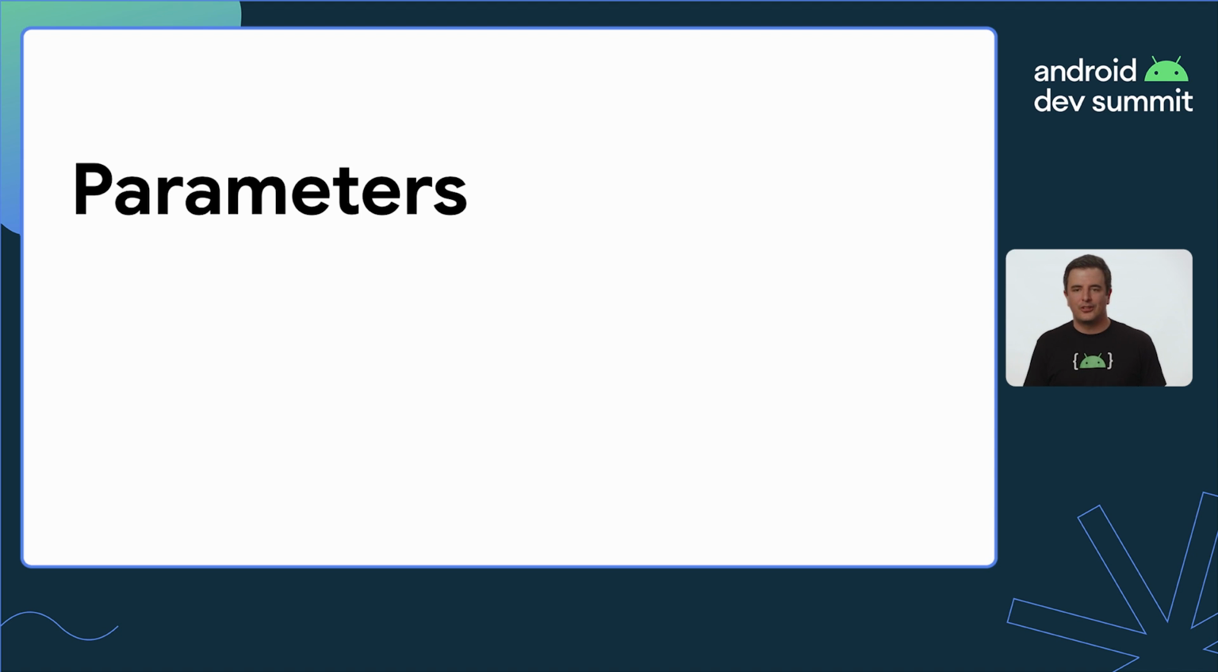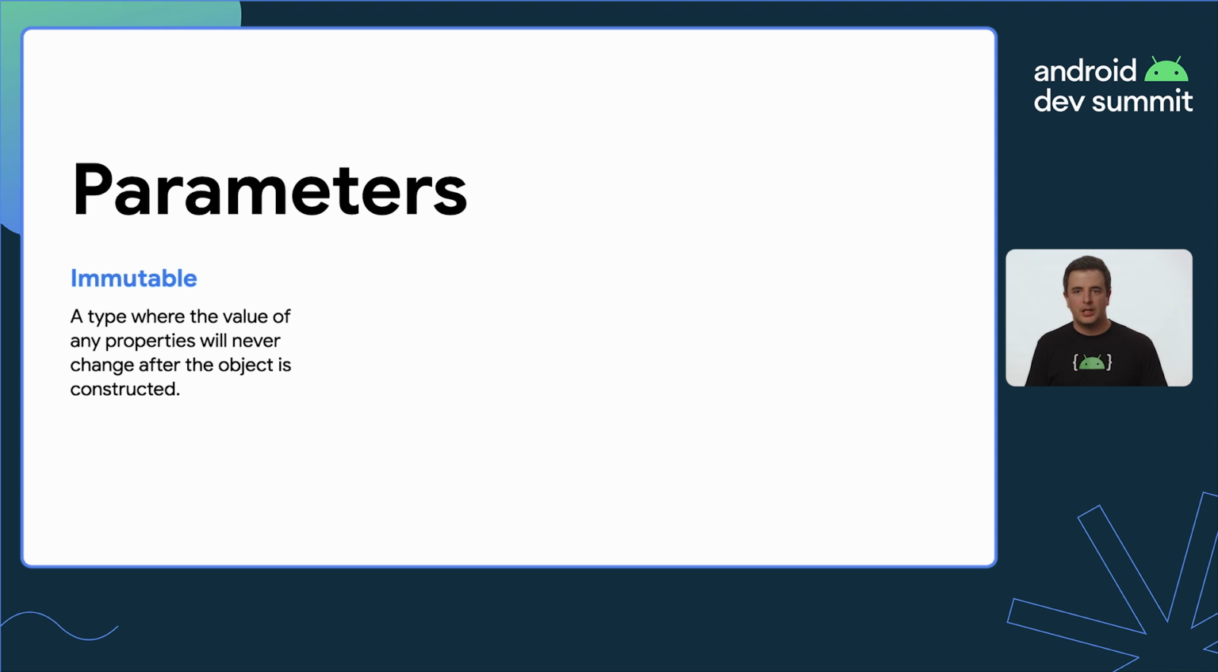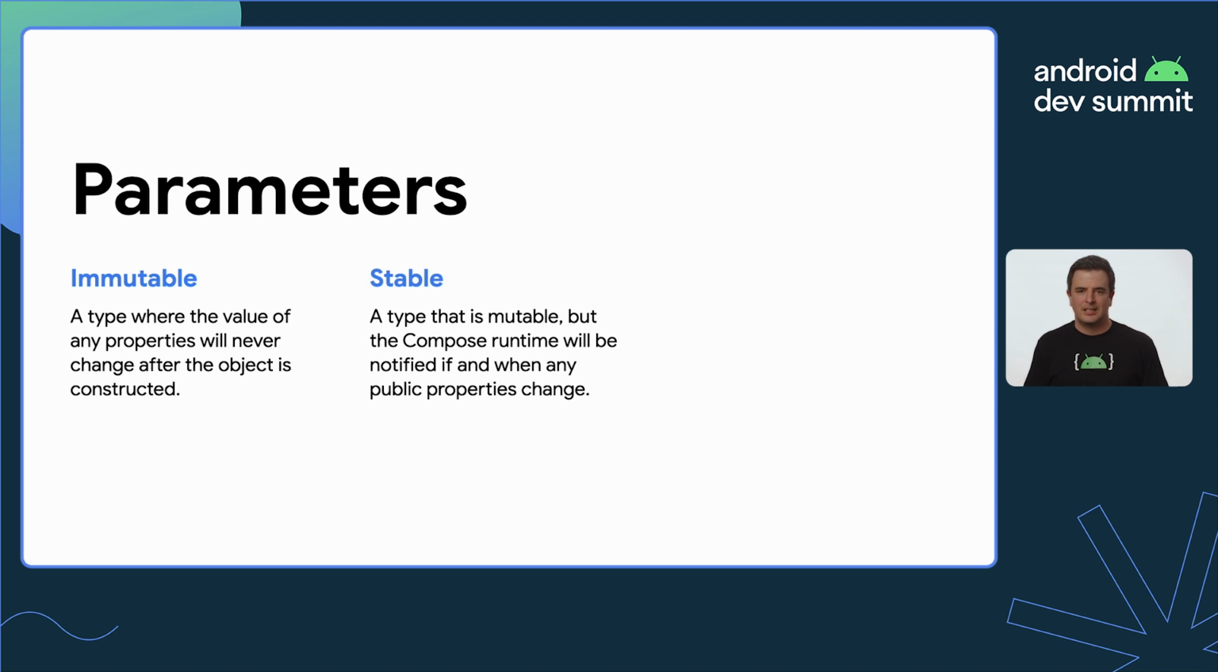Compose works out if a function is skippable based on the stability of its parameters. Immutable parameters are types where the value of any of its properties never change. We'll see an example soon, but think of this as a data class with all val parameters. Stable is a bit trickier. Stable types can have mutable properties, but any mutations will notify the Compose runtime of their changes. In practice, this most likely means their mutable properties are defined with Compose state objects.